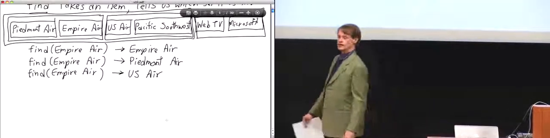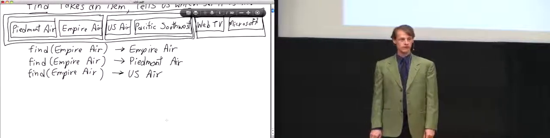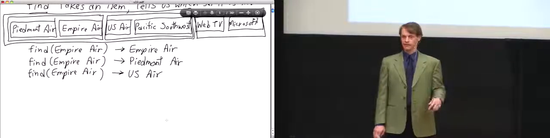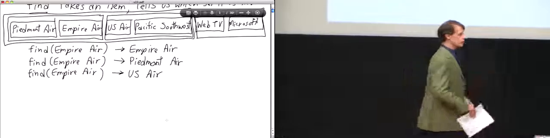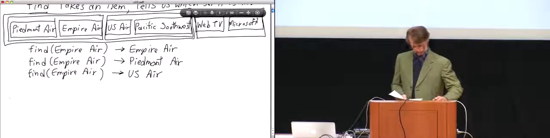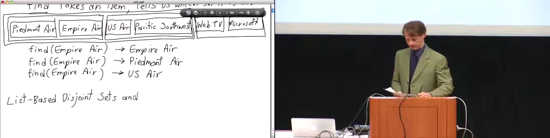So now you know what this data structure is supposed to do. How do you do that, and how do you do it fast? If I asked you to just sit down and think of a data structure that does this, you would probably come up with the following idea. We're going to briefly look at what are called list-based disjoint sets, and something called the quick find algorithm.